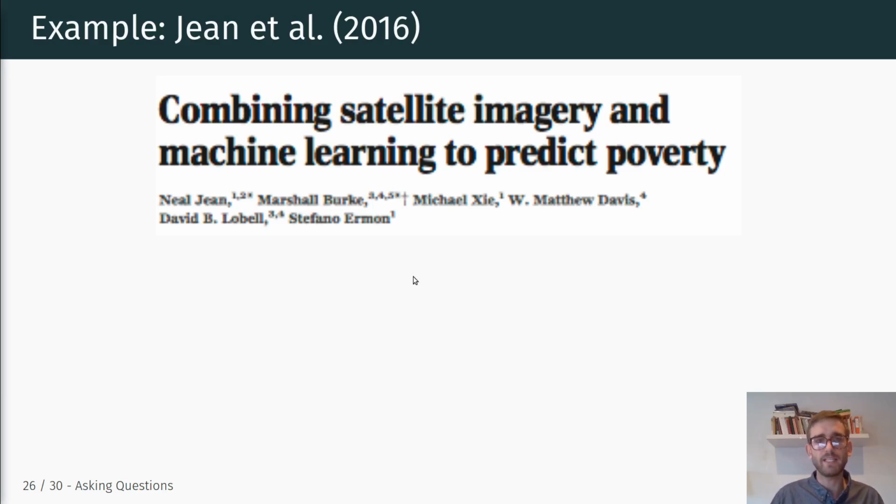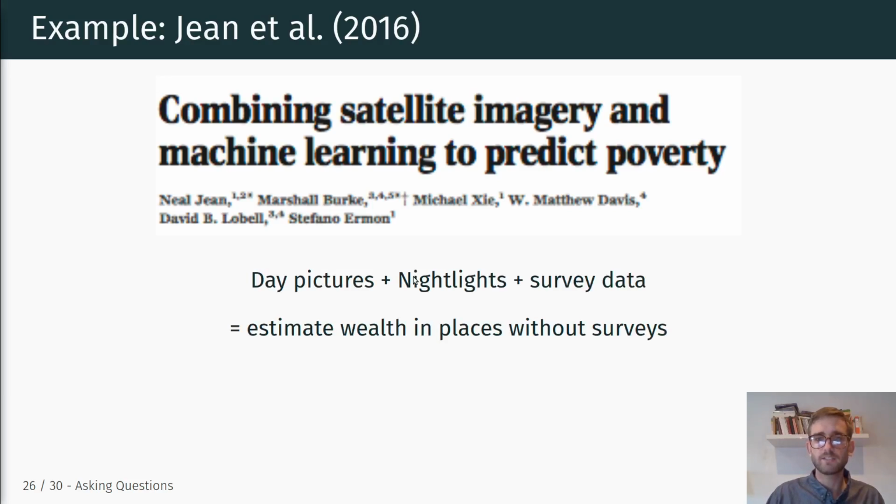The title is Combining Satellite Imagery and Machine Learning to Predict Poverty, right? And so the idea here is to basically use satellite day pictures as well as nightlight pictures, the combination of the two, as well as available survey data, so surveys that have been administered not by the researchers themselves, but they were available, to estimate wealth in places without those specific surveys. Okay.